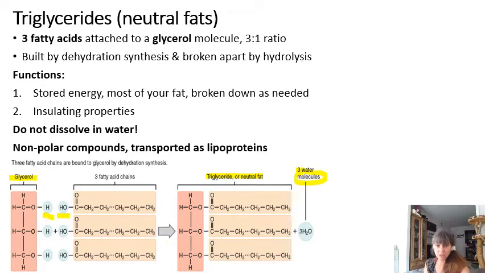Fat molecules can be cycled into producing energy for our bodies. Triglycerides are nonpolar, and that means that they are fat-soluble, often transported throughout the body as lipoproteins since they don't dissolve in water.